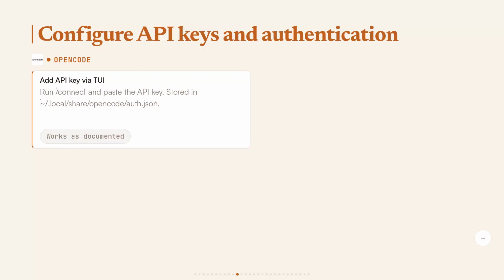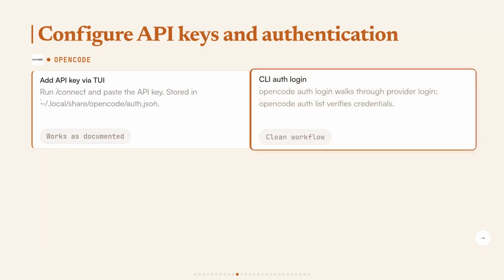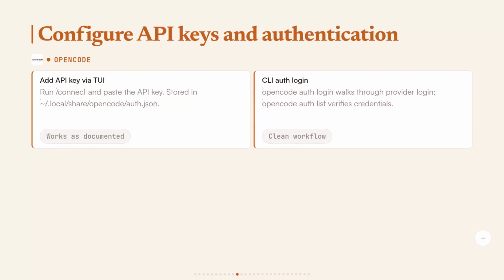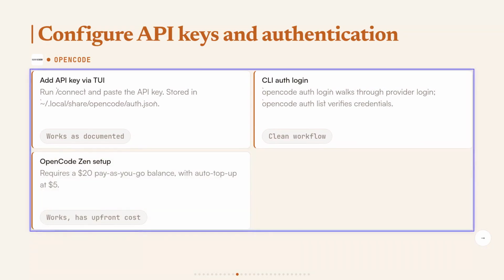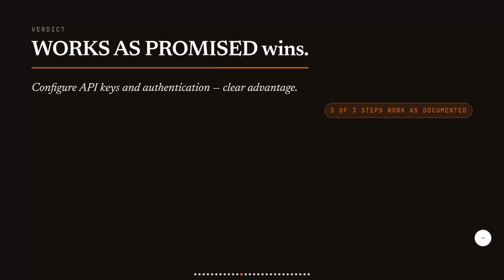The catch shows up if you want to use OpenCode Zen, the managed provider option. According to the docs, Zen requires a $20 pay-as-you-go balance upfront, plus a 1.23% card processing fee, with auto top-up kicking in at $5. If you're testing the waters, connect your own provider key first and save Zen for later. That's a real barrier if you just want to try things out casually before committing money.